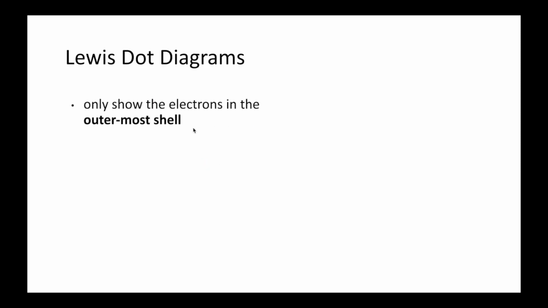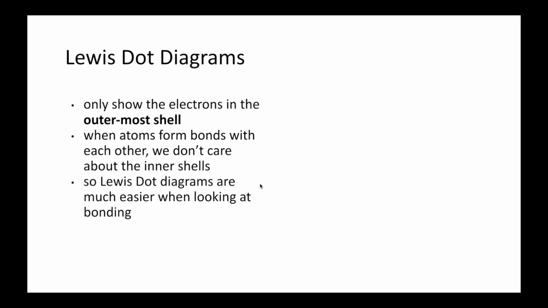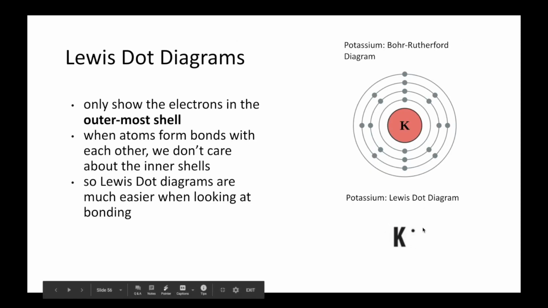It only shows the electrons in the outermost shell. It doesn't care about the other electrons, because those inner electrons don't affect how atoms bond with each other. So Lewis dot diagrams are much easier when looking at bonding. This is the Bohr-Rutherford diagram of potassium. This is the Lewis dot diagram of potassium. Look how much simpler it is.